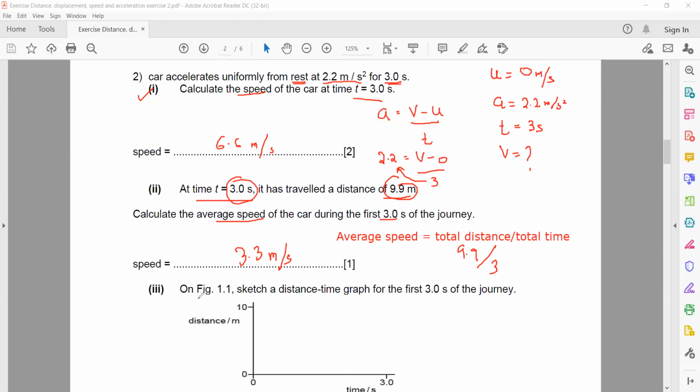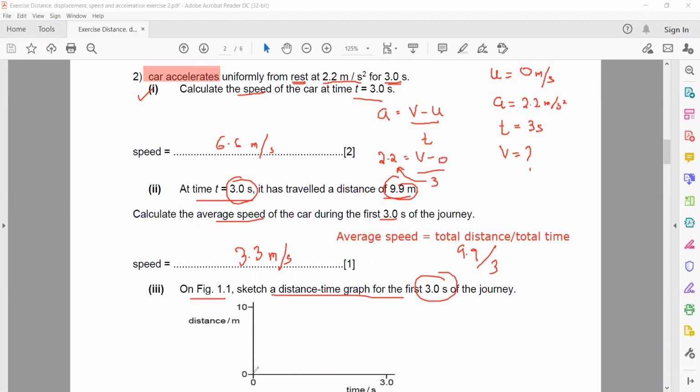And the third one, on figure 1.1, is sketch a distance time graph for 3 seconds. As they mentioned in the beginning, the car is accelerating. So if something is accelerating, what should the distance time graph be? The distance time graph should be a curve, and the slope of this curve should increase. They already mentioned, in the first sentence, the car accelerates. When something accelerates, it speeds up, so the curve should go up, or the angle should increase.